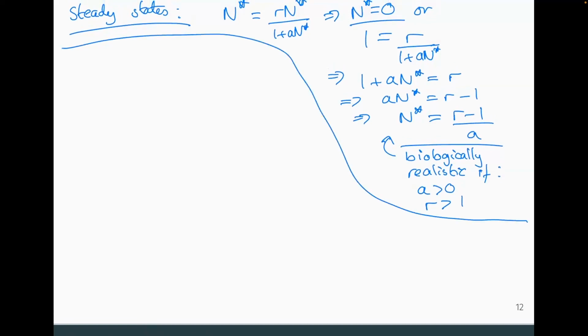Okay, so we've got two steady states. Whenever you're finding steady states, or equilibria later in the model, whatever you're doing, always think about when is it biologically realistic. Mathematically, this is a steady state for all values of r and non-zero values of a, but it's only biologically realistic when n star is positive. Okay, so now we need to think about the stability.